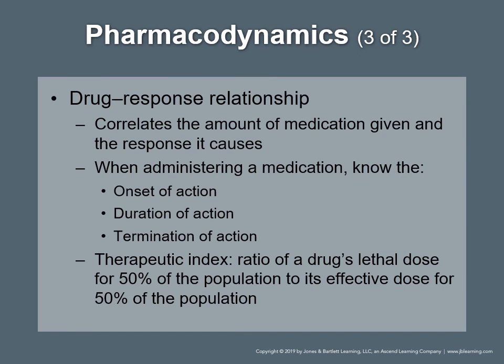Drug-response relationship. Once the medication finds the target tissue, it needs to accumulate to a sufficient concentration to produce its desired effect. The drug-response relationship correlates the amount of medication given and the response it causes. When administering a medication, you need to know the onset of action, duration of action, and termination of action, the amount of time after the concentration level falls below the minimum level to the time it is eliminated from the body.